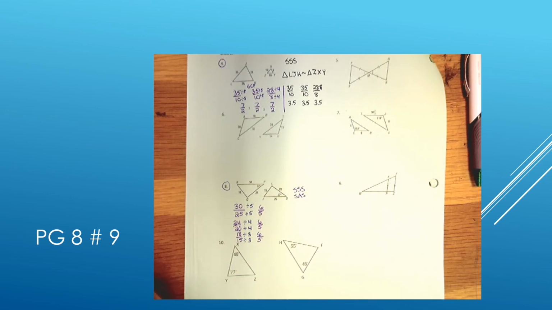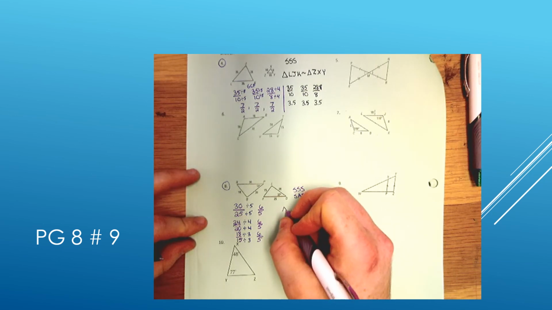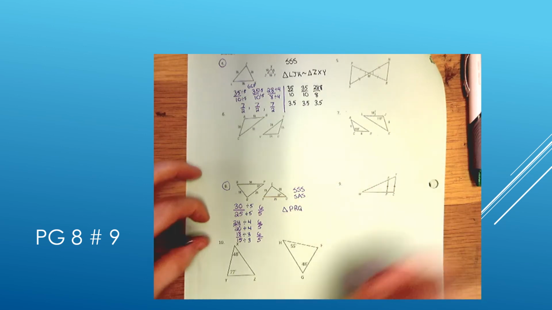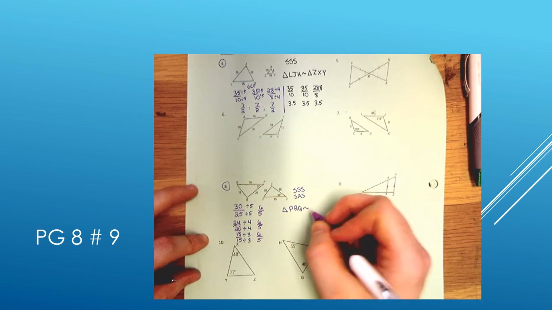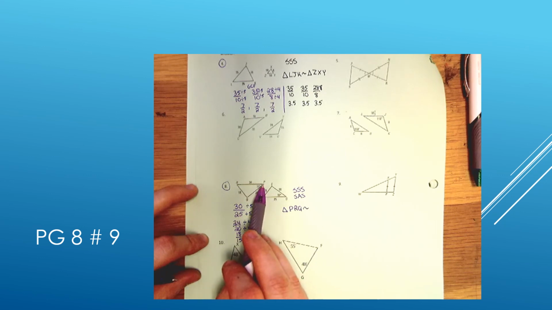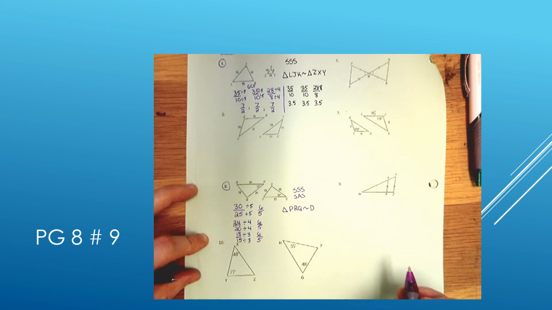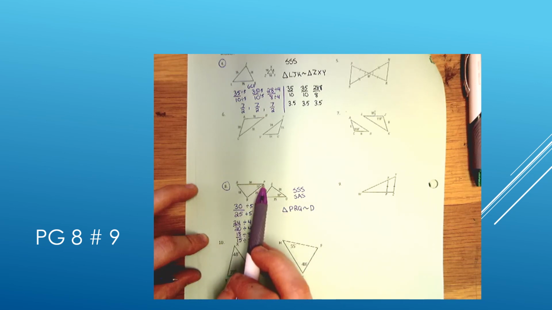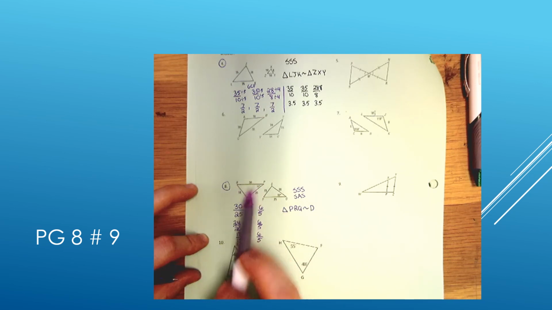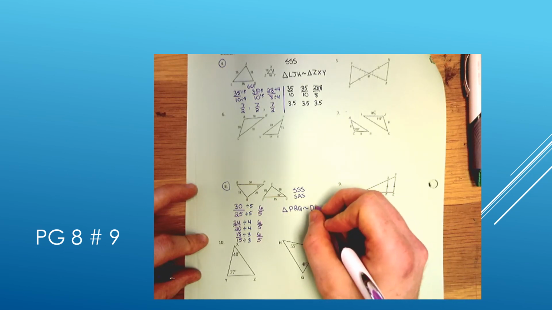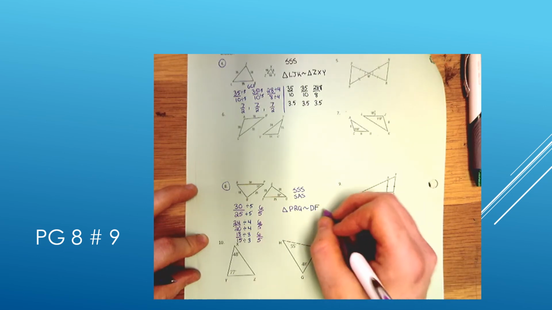Now we also want to write our similarity statement. So let's say triangle PRQ. That one is going to be similar to, so the P goes with D. Now remember that for PR, that was our longest side. So if I started with D, that means I would have to go to F. And the last letter would be E.